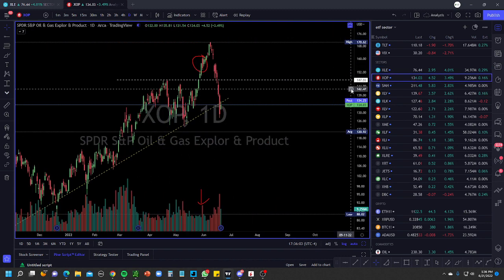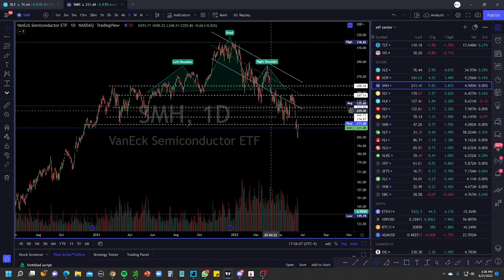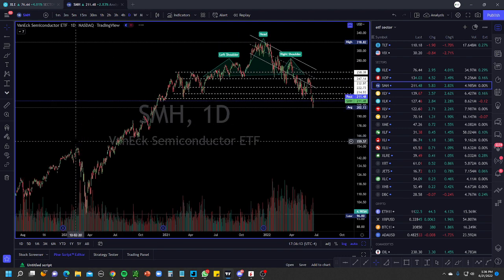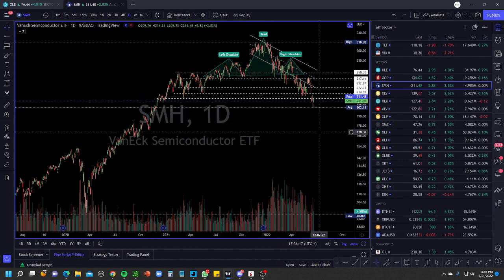XOP, same thing. Oil and gas, semiconductors are looking like they want to bounce, but once again, head and shoulders. Semiconductors have tested levels that were tested back in summer of 2020. A nice move up, and looks like we want to correct. But we don't know how much more we're going to correct from here, right?